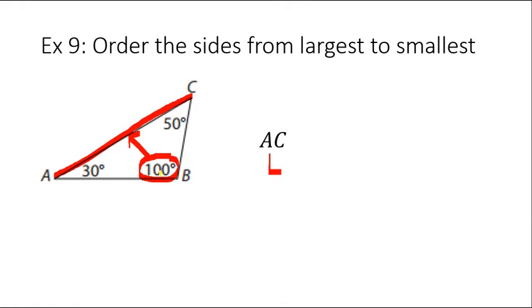Okay, what's the next biggest angle? 50. So the side opposite 50 is AB. That means that's my medium side, which leaves 30 as my smallest angle, which means that side CB is my small side.